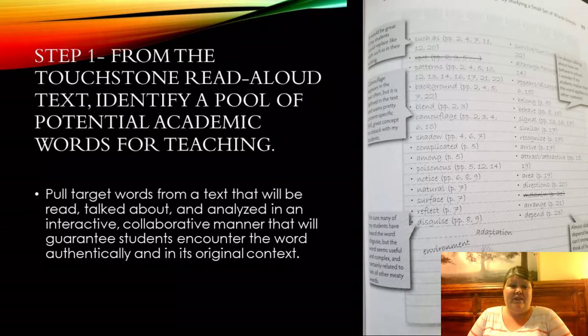Step 1 is from the Touchstone Read Aloud text, and we know about Touchstone Read Alouds. Identify a pool of potential academic words for teaching. You're just going to read the text and pull out some words. It's as simple as that. Pull target words from a text that will be read, talked about, and analyzed in an interactive, collaborative manner that will guarantee students encounter the word authentically in its original context.